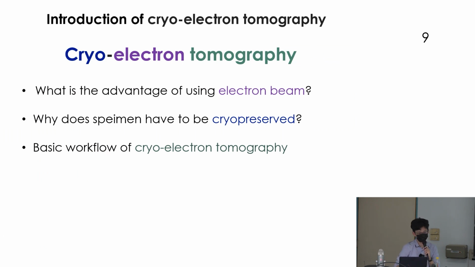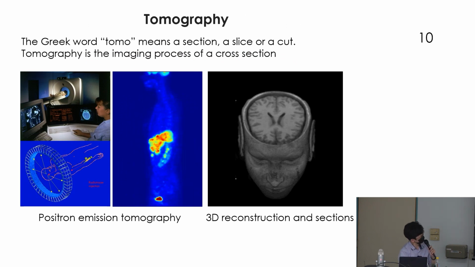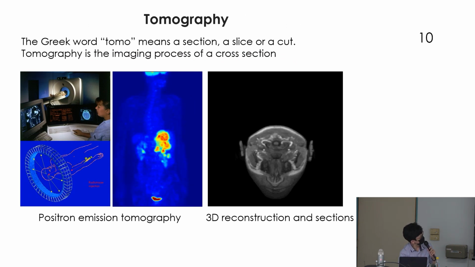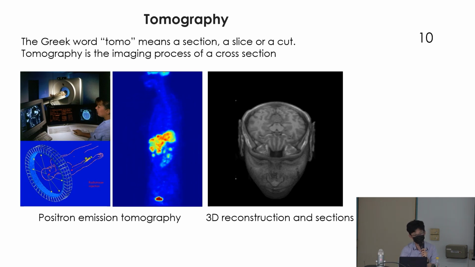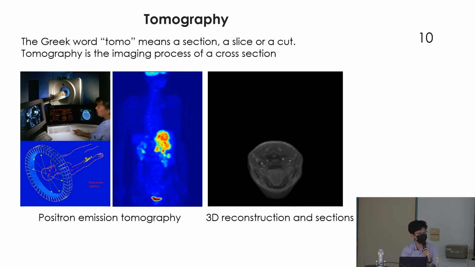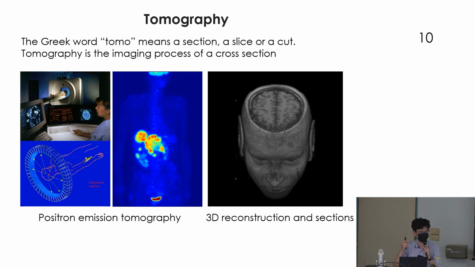Alright, so now you know these two: why electron, why cryo. Now let's look at what cryo-EM tomography is. So go back to the word tomography. The first part, tomo, means section, a slice, a few slices. This tomography is already widely used in many medical and scientific fields.